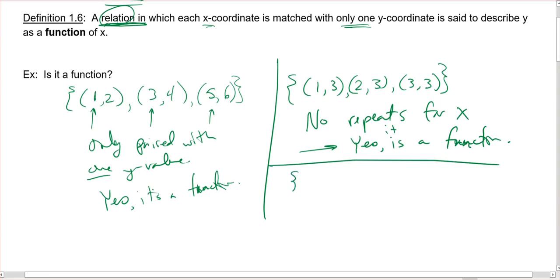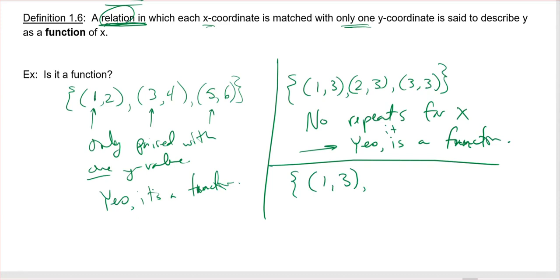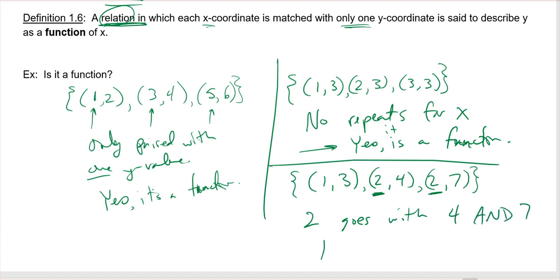So now maybe an example of one that's not a function. How about {(1, 3), (2, 4), (2, 7)}? We look at this one and say, yes, it's a set of ordered pairs. Yes, it's a relation. That's great. But then we notice that the number 2 is paired with both 4 and 7. So 2 goes with 4 and 7. So we say not a function. More or less, we're looking for repeated x values.